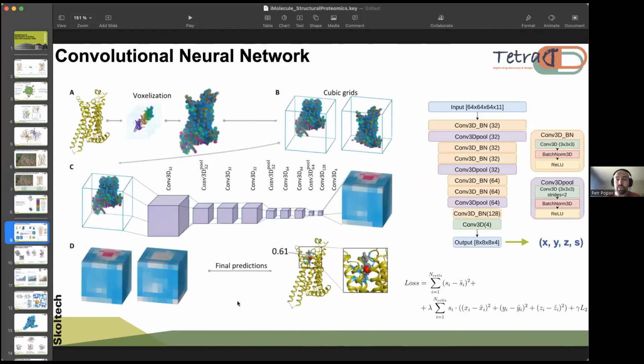So once we've done this, now we can apply the computer vision approaches in the same way as it is done for pictures. In our example, we process this 3D image with a 3D convolutional neural network. The protein structure is the input, and in the output, we predict the geometric center of the binding site along with the probability score, or confidence score, corresponding to this binding site.